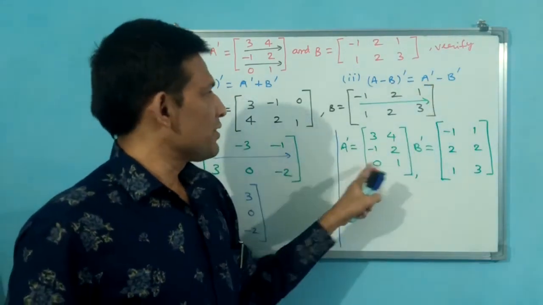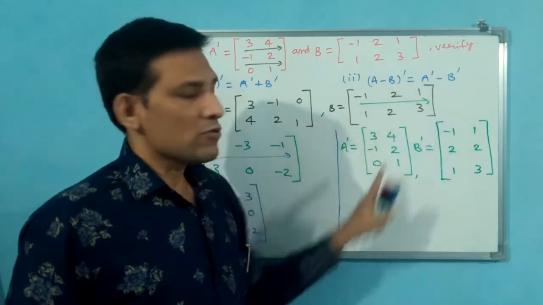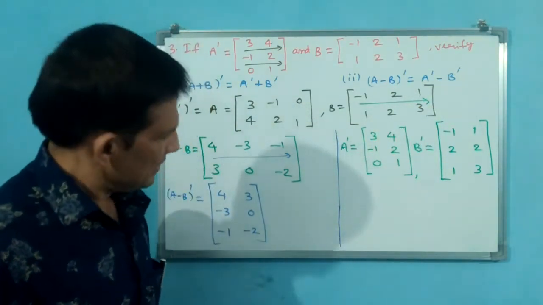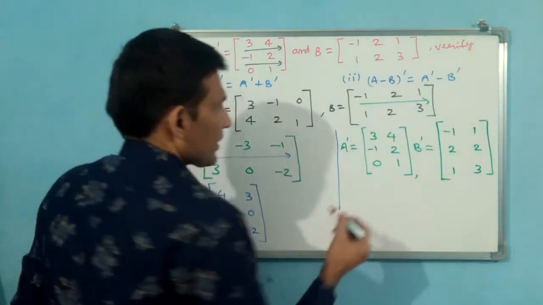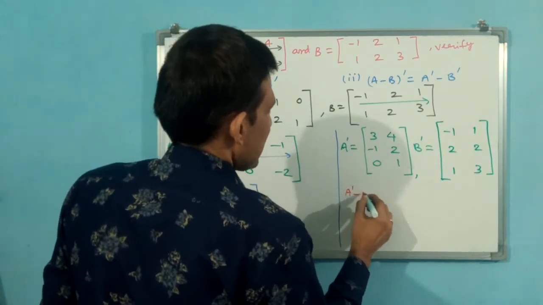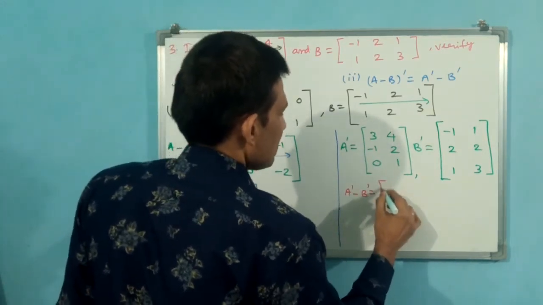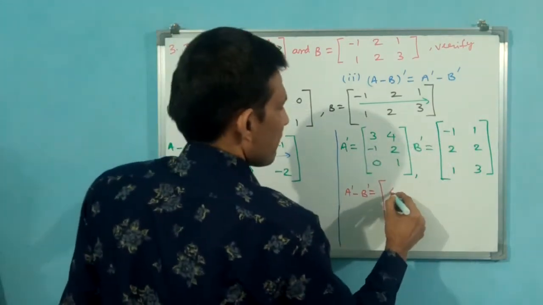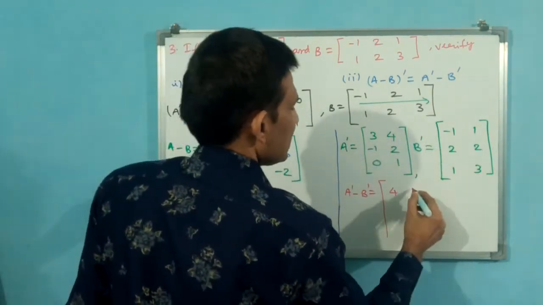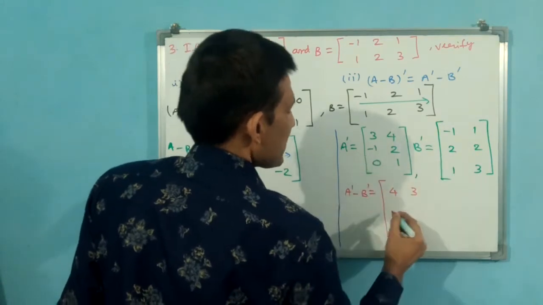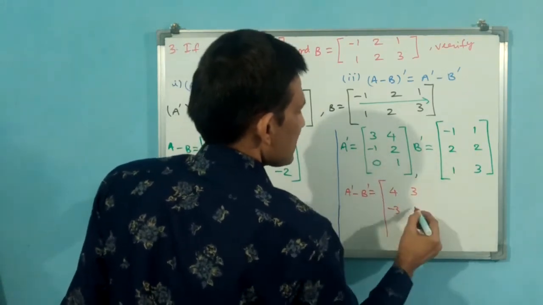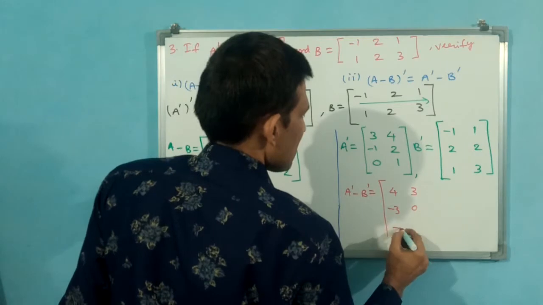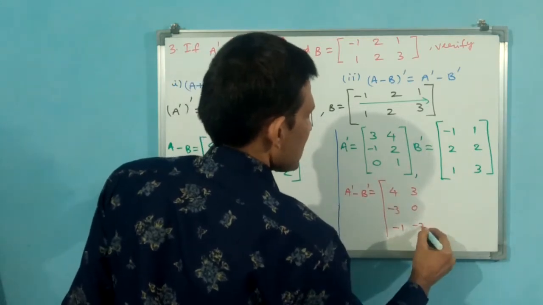But A transpose and B transpose you are having. Just you have to make a subtraction or difference. Let us do it. A transpose minus B transpose is equal to. Okay. Now 3 minus of minus 1, 4. 4 minus 1, 3. Minus 1 minus 2 minus 3. 2 minus 2, 0. 0 minus 1 minus 1. 1 minus 3 minus 2.